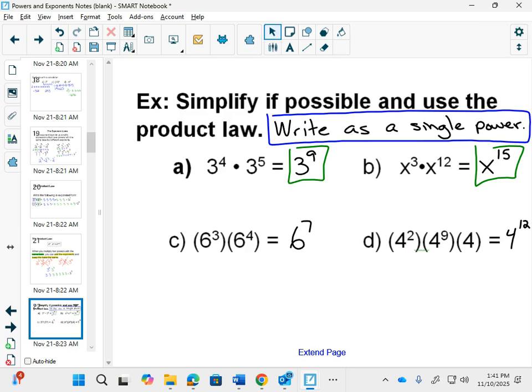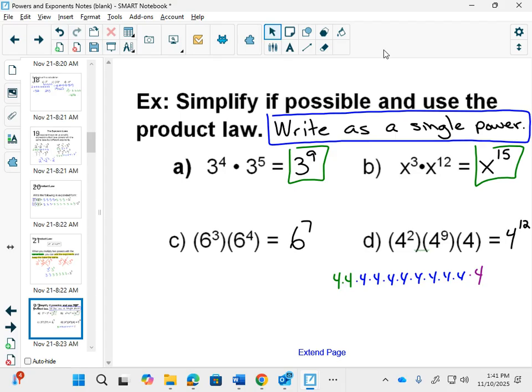Like if I write the 4 squared in green, there's the 4 squared, and I write the 4 to the 9 in blue. That would be like 11. Yeah. And then I write the 4 all by itself in purple. How many 4s are there? 2, or 7, plus 9, 11, plus 1 more, 12.